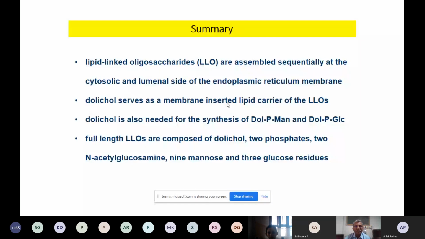The lipid-linked oligosaccharides are assembled sequentially at the cytosolic and luminal side of the endoplasmic reticulum membrane. Dolichol serves as a membrane-inserted lipid carrier of the lipid-linked oligosaccharides. Dolichol is also needed for the synthesis of dolichol phosphomannose and dolichol phosphoglucose. Full-length lipid-linked oligosaccharides are composed of dolichol, 2 phosphates, 2 N-acetyl glucosamine, 9 mannose, and 3 glucose residues, as I have shown in the previous slide.